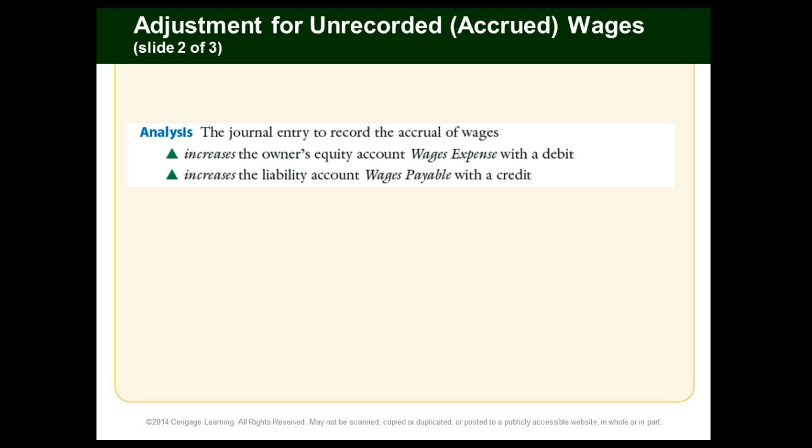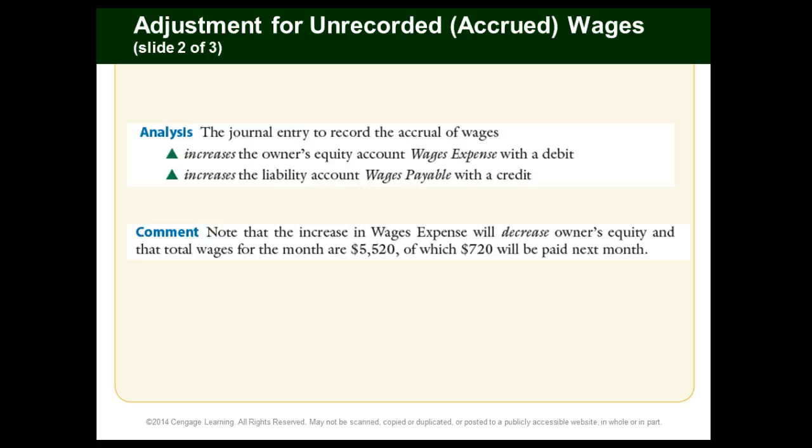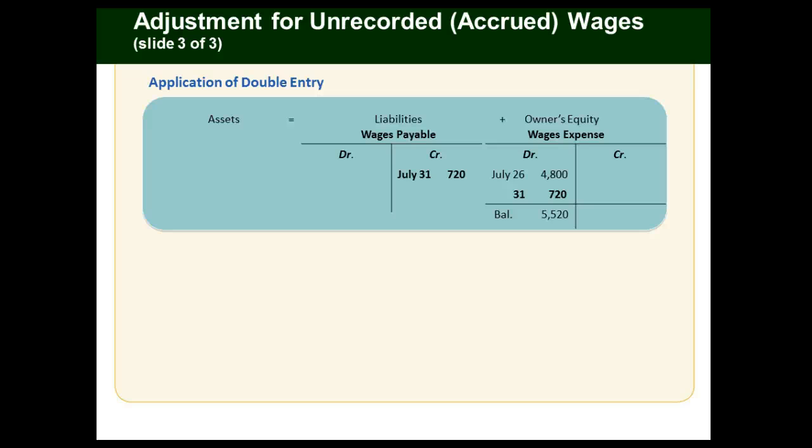So what happens here is we're going to increase an expense in this scenario, and we're also going to increase a liability. In this instance of paying wages, we're going to call it wages payable. Whenever it says payable, what do we know about it? It's a liability. The increase in wages expense is going to decrease our owner's equity ultimately because we're taking from it. And the total wages for the month are $5,520, of which $720 of that money is going to be paid in the next month.